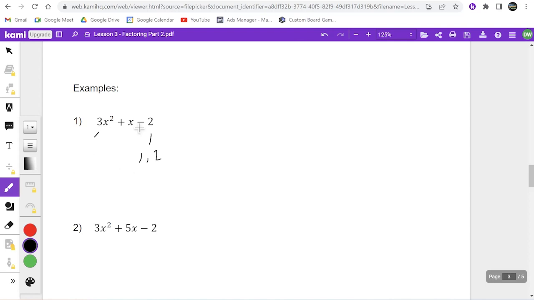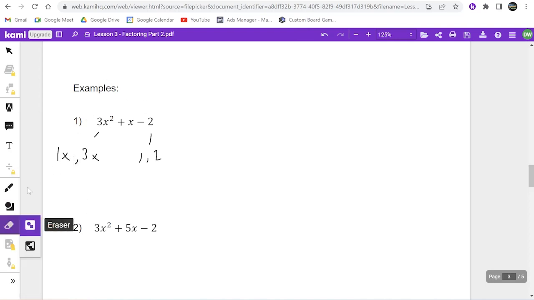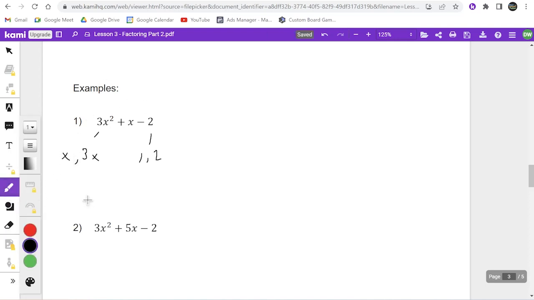What I'm going to do instead is I'm going to write 1x and 3x, because that's the combination. It's not 1 and 3. It's 1x and 3x. And the reason why is because that's what's going to be going in my parentheses. Oh, and since it's 1x, you don't actually have to write the 1. You can just write x. That's fine. And like we said before, this is minus, so that means it's going to be one of each. And we need to add up to a positive 1 in the middle.